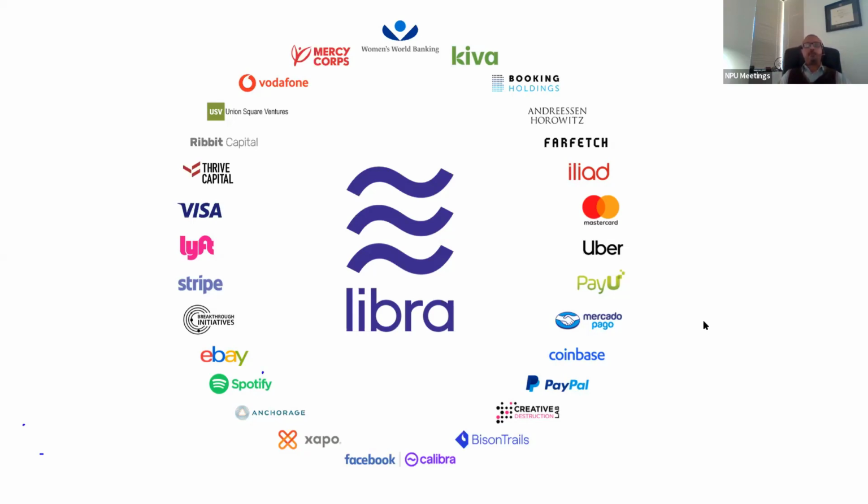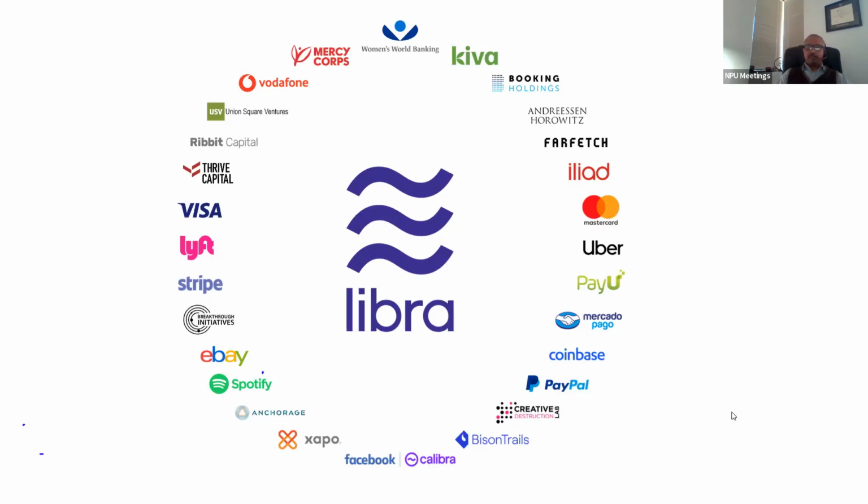And Facebook is the only one who created their own digital wallet, which is the Calibra. And that's the only wallet that can be used with their two applications that will use Libra, which are WhatsApp and Messenger. They're not going to allow any other company to add their own wallet to the two applications.